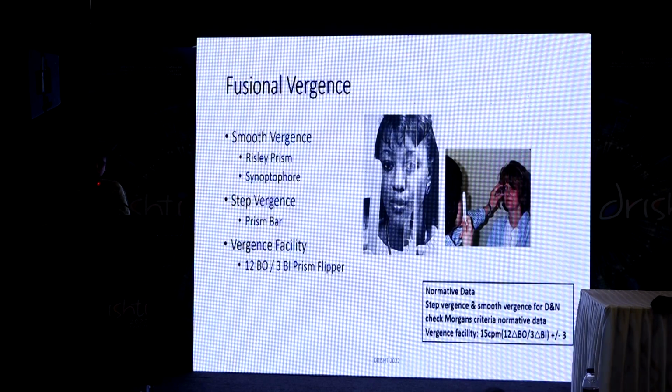So when I talk about fusional vergence, you can measure it with a smooth vergence or step vergence. Smooth vergence is used with a synaptophore or a Risley prism. Step vergence we can use with a prism bar, and vergence facility is generally measured with a 12 prism base out and a 3 prism base in flipper. So you don't have to do all the tests, the step, the smooth and the vergence facility. You can do just one of them. Basically you need to understand what the vergence amplitude is for distance and near, and then do the vergence facility testing. I'm just giving you the several methods by which you can measure the fusional vergence amplitude.